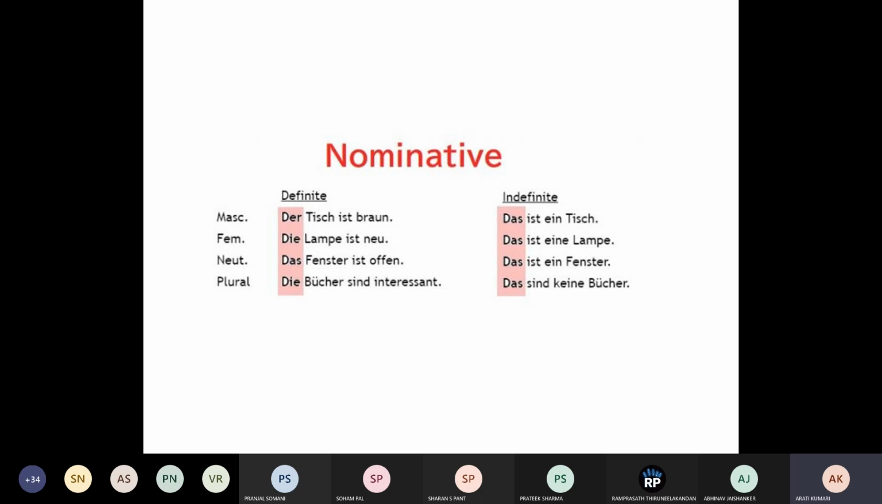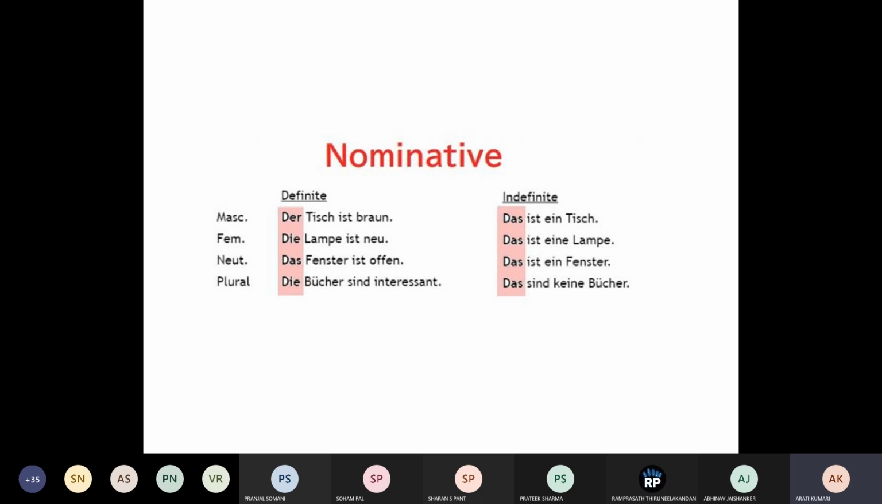And one more thing which you should pay attention to, like you see the 2 sentences. No? Der Tisch ist braun. Das ist ein Tisch. So in this sentence, das is not an article. What is the article in this sentence? Das ist ein Tisch. The article is ein. So remember that das also has the meaning of being, it can be understood as this.